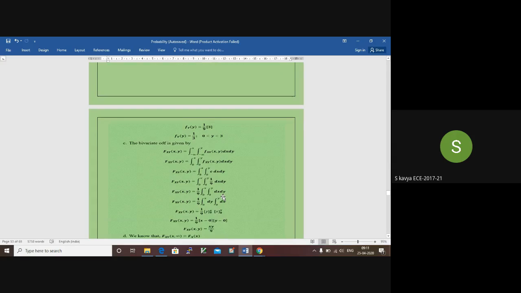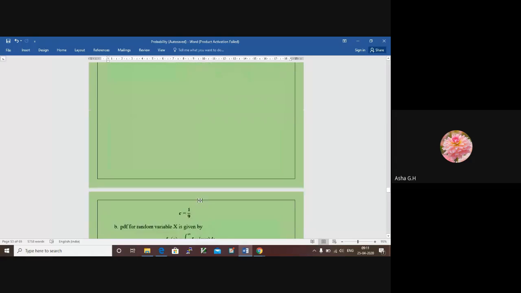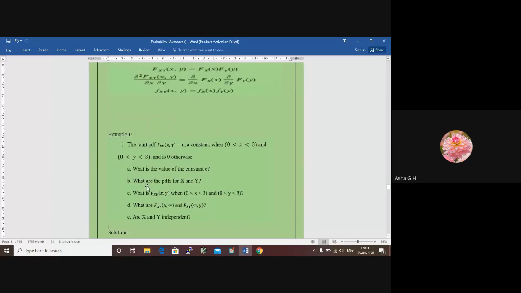XY by 9, ma'am. Yes, xy by 9. It is xy by 9. And what is the difference here between this and this? Now, I hope you know the difference between the PDFs of x and y: fxy of x comma infinity and infinity comma y. Now what we do is, when we have x comma some range, x comma infinity and infinity comma y, here in this particular case it is x comma 3 and 3 comma y.